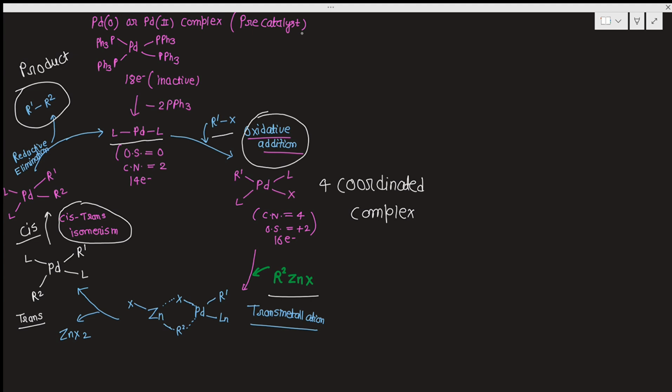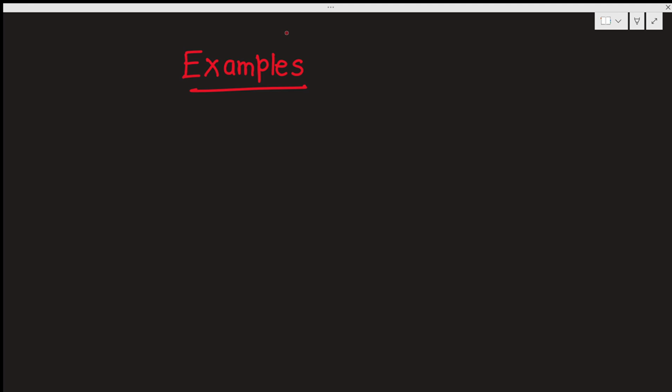Now we come to the examples. See here the examples. If you are given any unactivated halide. Unactivated halide means when zinc is not attached to it. Okay, you have not been given the zinc-attached compound.